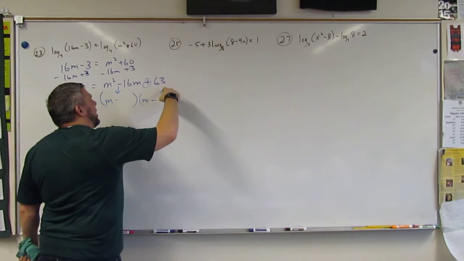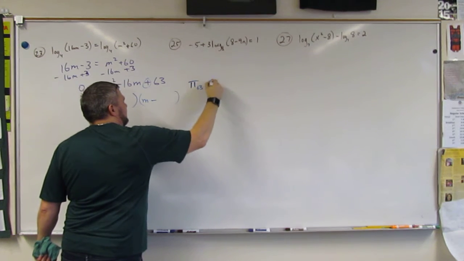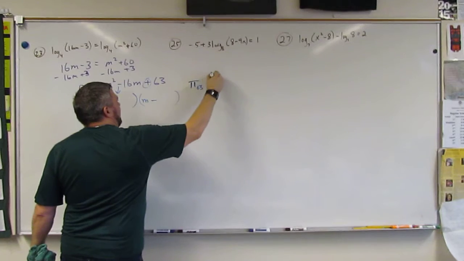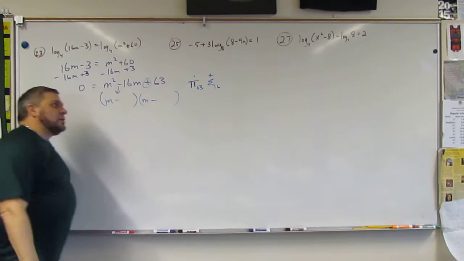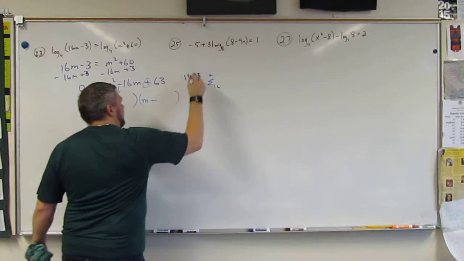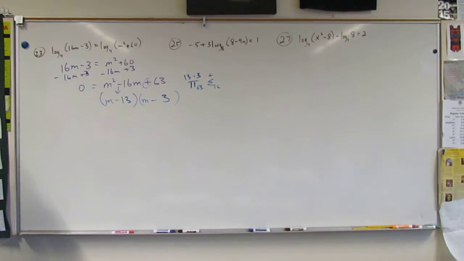All right, so what's the product? 63. What's the sum? 16. 9 and 7. What are we doing in the sum? 13 and 3. 13 times 3. Okay, so 13 times 3, because 13 plus 3 is 16, and 13 times 3 is 63.